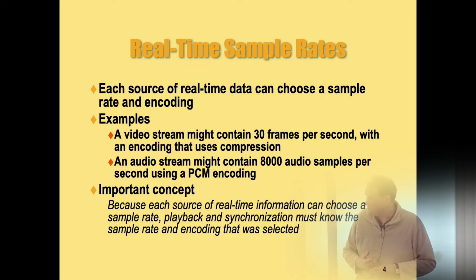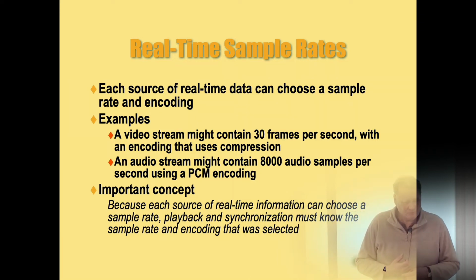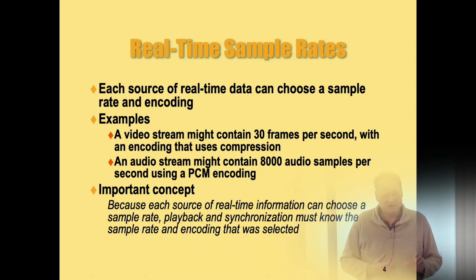So for instance, a video stream might be 30 frames per second and use some encoding of the picture that uses compression, which means that when we accept it, we need to decompress each frame. We might even, as we'll talk about later, use a compression scheme that uses different types of frames. Now and then we send a complete frame, and then for a while we only send updates of that frame, which is much smaller than the entire frame. And then we send the entire frame again, and then updates. That's one way to compress the information.